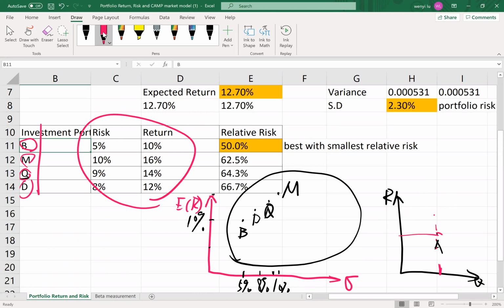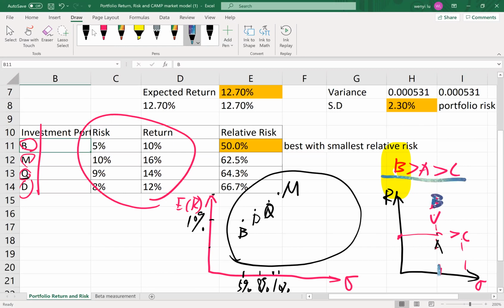And also, if you have another dot, C, with the same return, C gives you more risk. So A is better than C, and B is better than A, so B is better than C. So B is better than A, which is better than C. B is the best, and you can tell which one is best if they have this pattern. With the same risk, B gives you more return, and with the same return, C has a higher risk. And now you can make this sequence.